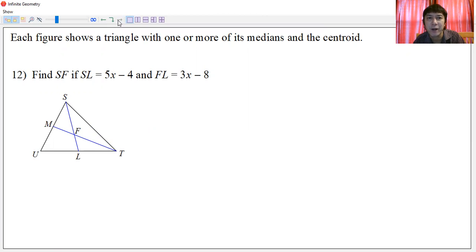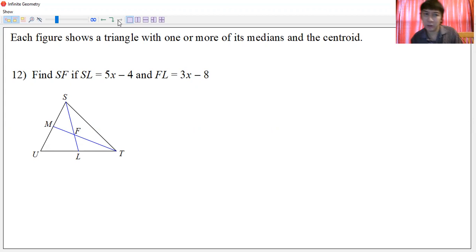Each figure shows a triangle with one or more of its medians and a centroid. Our centroid is point F. And we're talking about which median. It looks like the median SL. That one has the SF. Now, SF is actually the longer. And FL is the shorter.